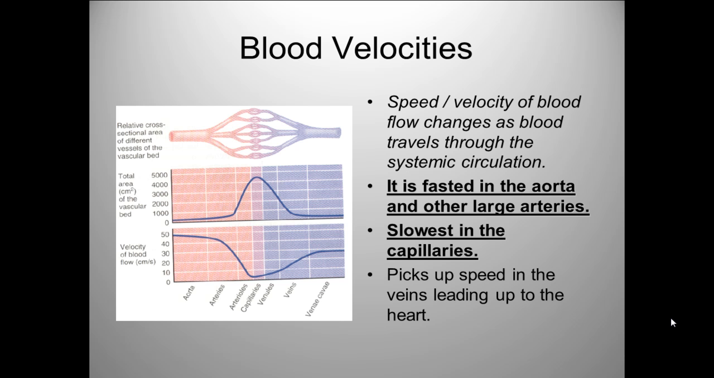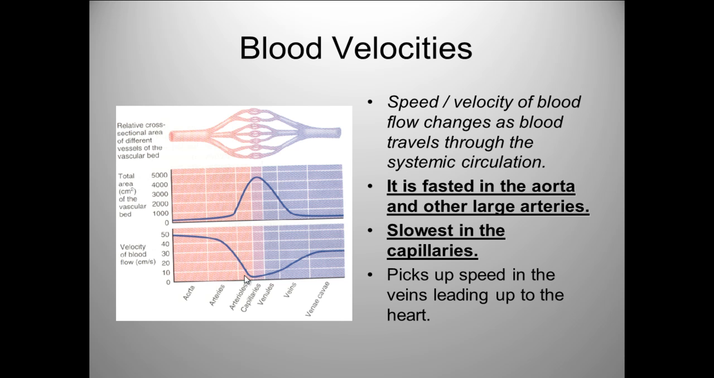We also look at how quickly the blood moves through these different blood vessels, and that's referred to as blood velocities. You can see here a diagram showing the velocity of the blood through these different blood vessels, going from the one closest to the heart, the aorta and the arteries, to the one returning to the heart, which is the vena cava. In the arteries, it tends to be very quick. The closer it is within the arteries to the heart, the quicker it moves through.